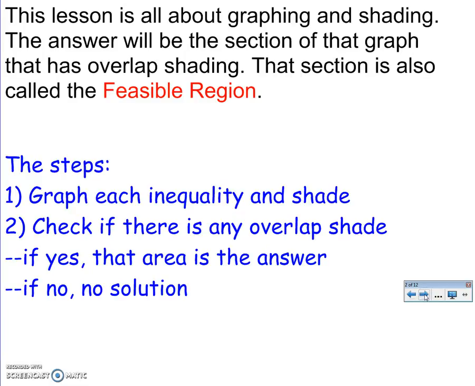So this lesson is all about graphing and shading. If you're good at 2-7, it should be very easy on 2-8. So we're going to graph two different lines, do the shading, and if there's overlap, that's going to be the answer. That's called the feasible region. So the steps are graph each one separately and shade like normal, then see if there's any overlap. If there is, that's the answer. If there's none, then no solution.